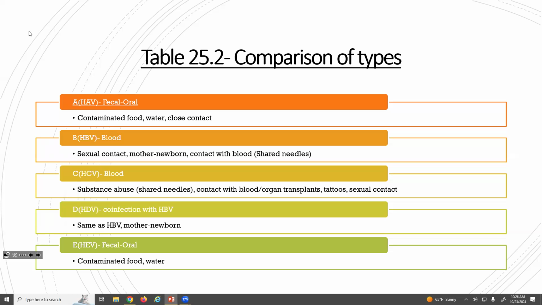And then hepatitis D, infection with the HBV virus. Okay, so mostly you're gonna see this one in your mother-newborn cases. Okay. And then E is also fecal oral, so I need you to remember both A and E are your fecal oral types. Okay, and you can get that from contaminated food and water.